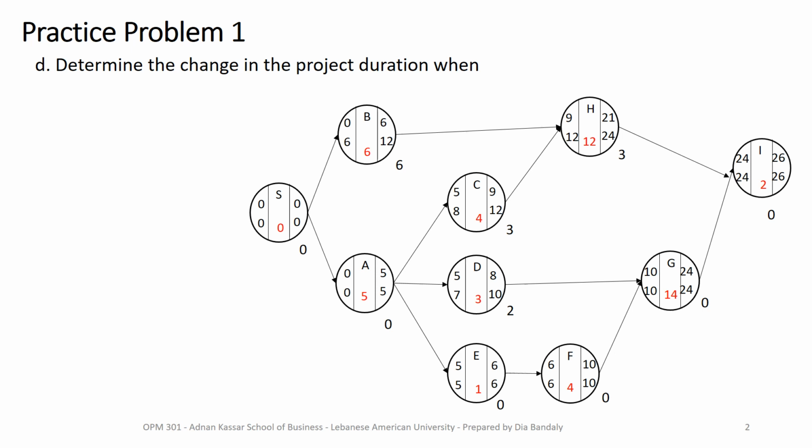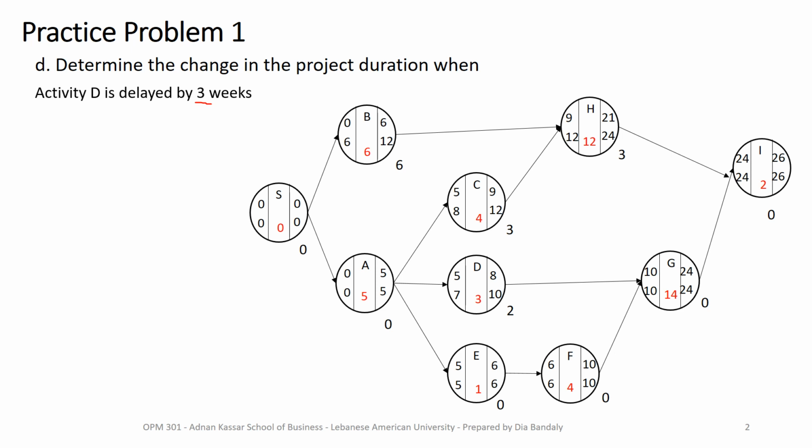Here we're going to maybe learn something that you may not have learned enough in our lesson videos. I will come to that. But now we're going to use the slack time that we found in an earlier slide to answer questions like that, which are very realistic questions. So what are these questions? It says determine the change in the project duration when activity D is delayed by 3 weeks. This is a very realistic question, right?